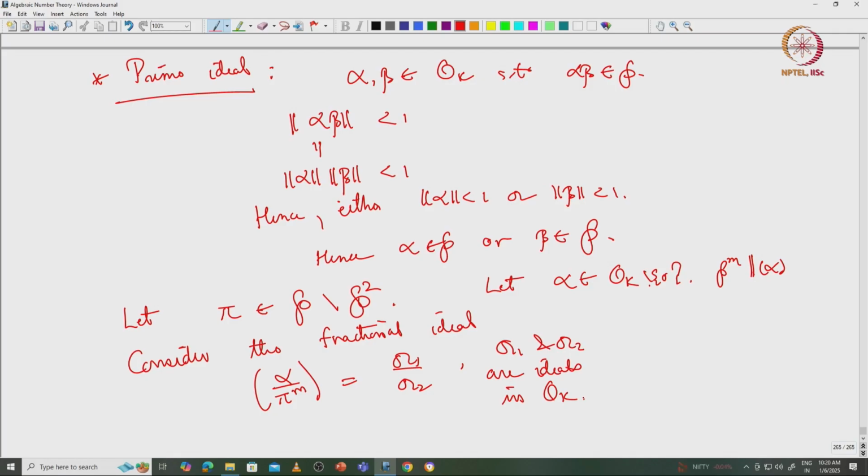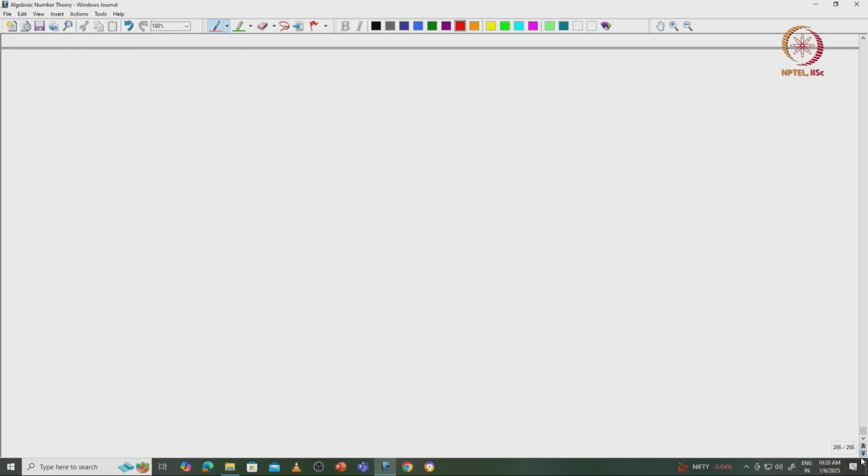then what do I know? That both A1 and A2 are co-prime to P. I mean, of course, I choose them in the reduced form, right. I don't let A1 and A2 have common prime ideal factors. Okay. So what do I get?